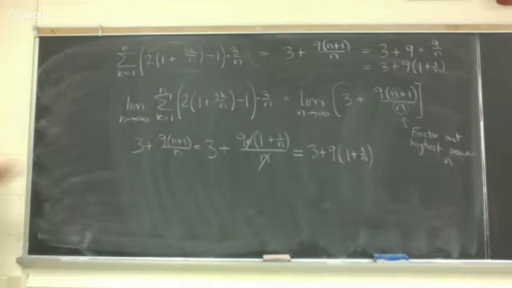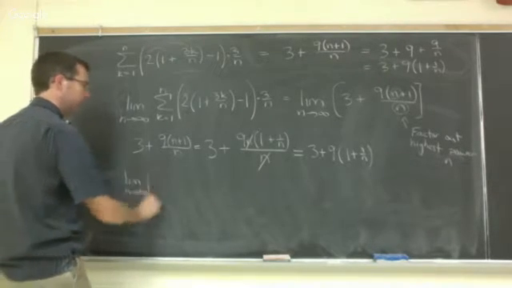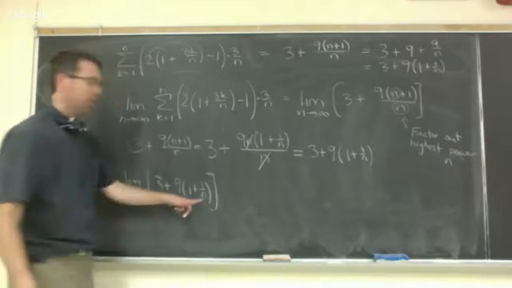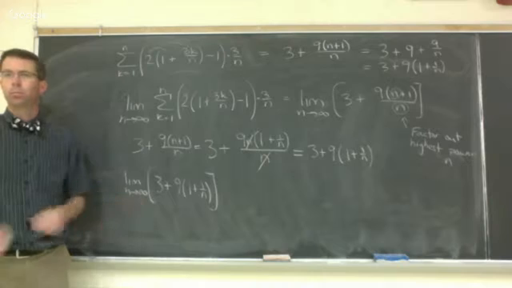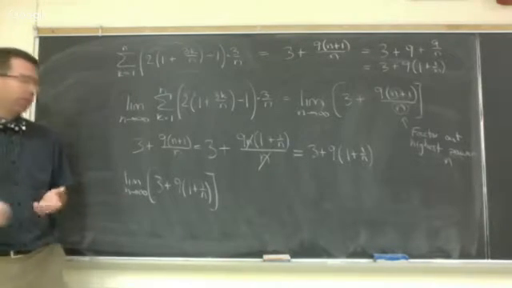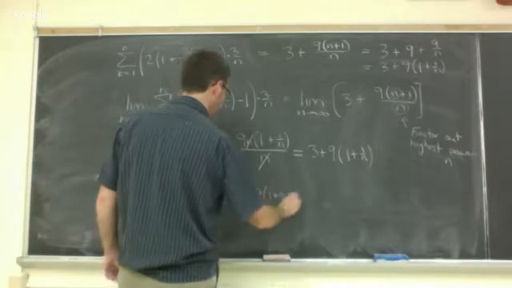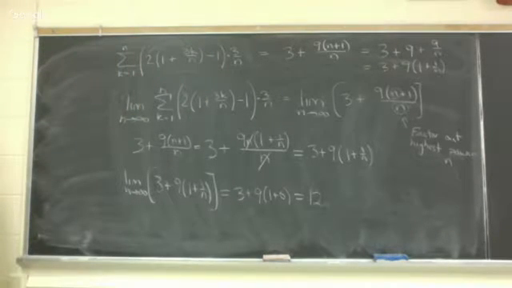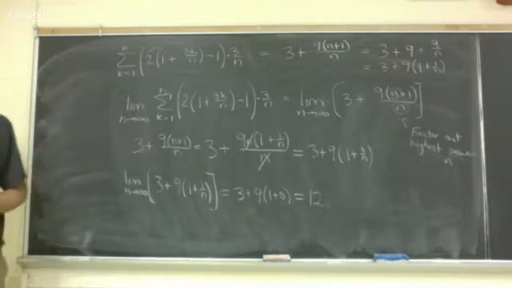Okay. So when I take a limit of that simpler version, what happens to 1 over n when n goes to infinity? 0. 1 over infinity is 0. And so we get 3 plus 9 times 1 plus 0, which is just 12. Okay, so that's the limit of the sum, which happens to correspond to, this is a Riemann sum for an integral. Whatever that integral is, it had a value of 12.